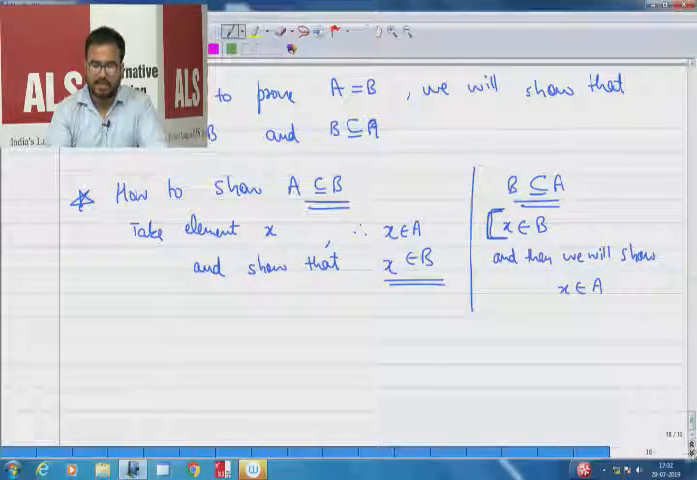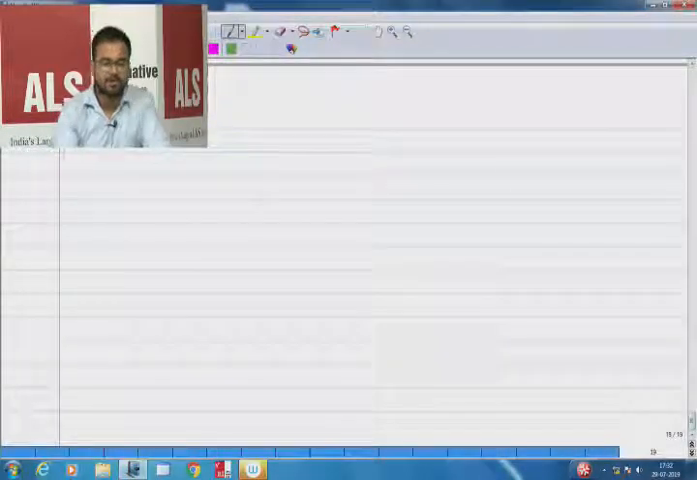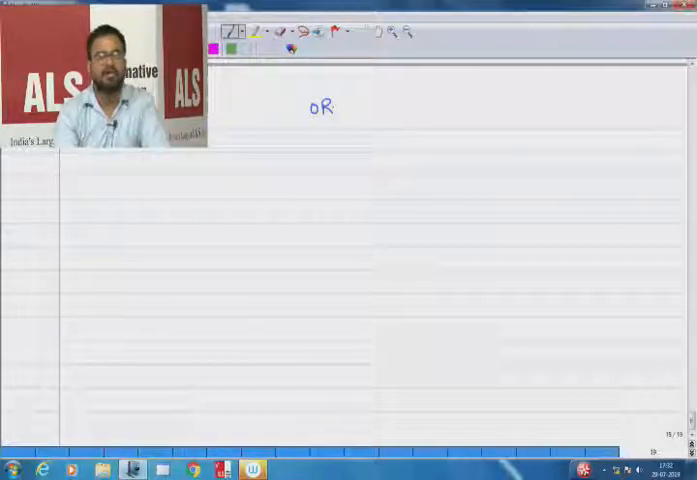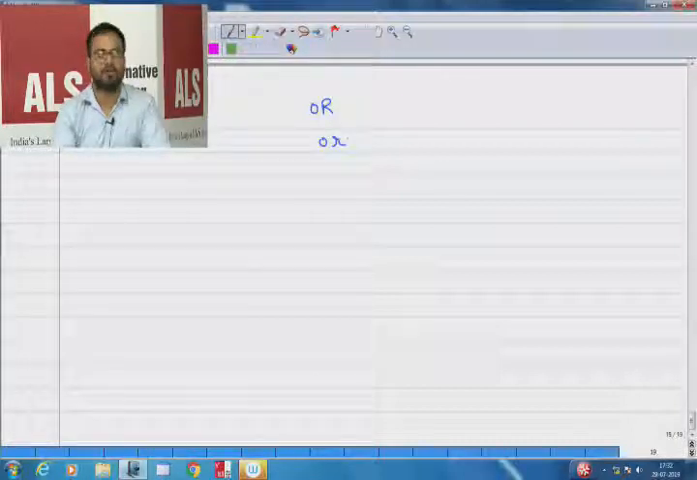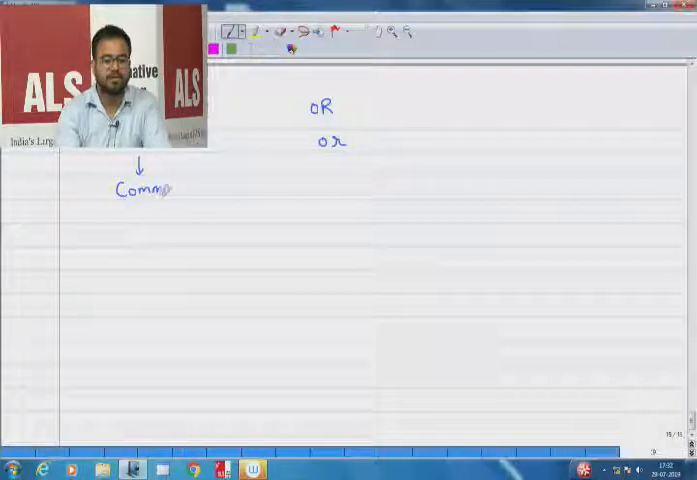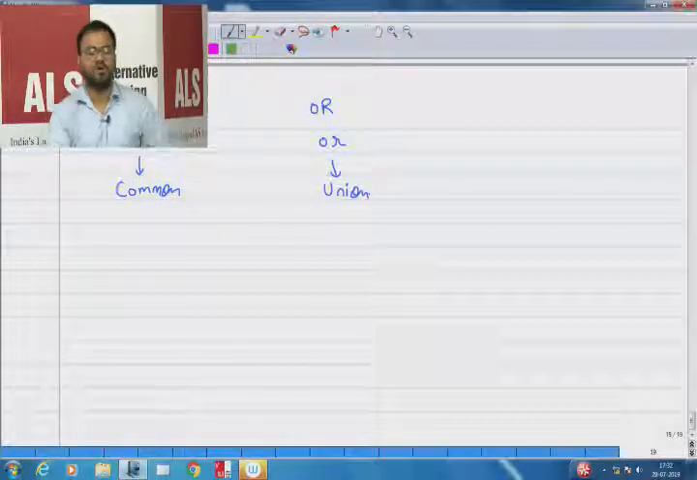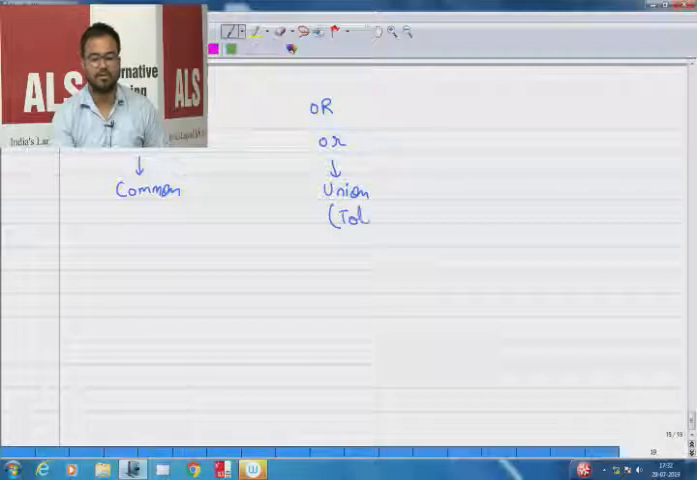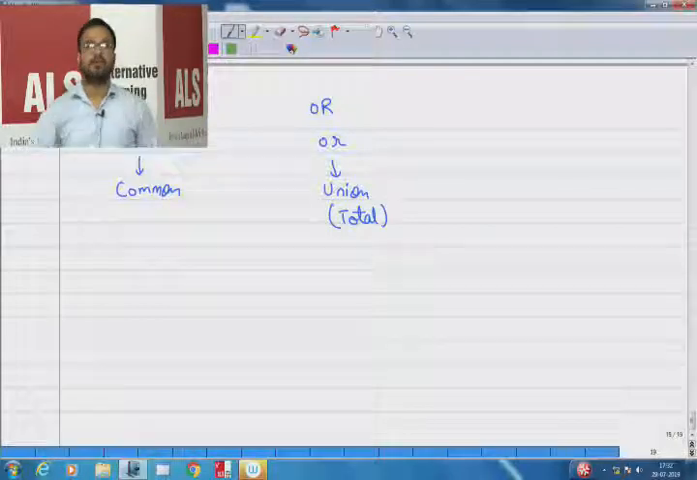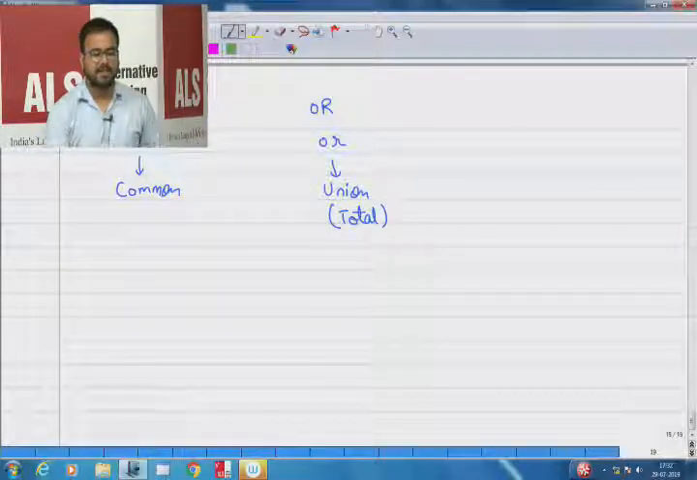Okay. Second concept you have to remember, there are two words which we use. One is "and" and the second one is "or". And generally we write them in small letters also, and, or. So the meaning of "and" is common, and the meaning of "or" is union, or you can say total.